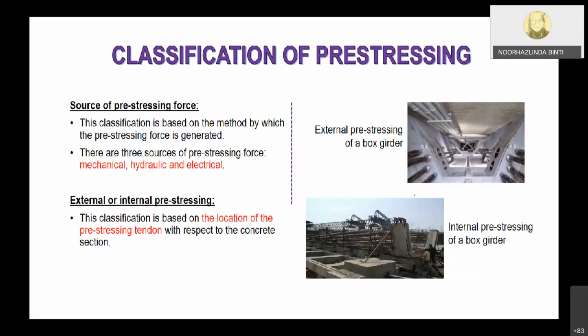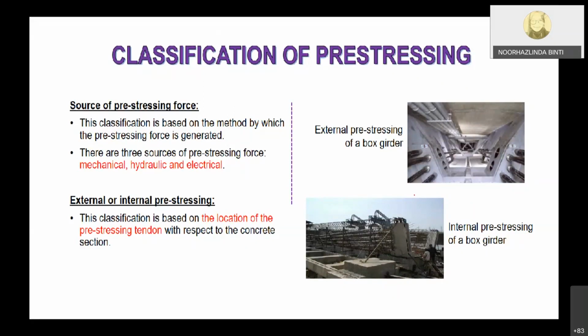Okay, the last part of chapter 1 is about classification of prestressing. There are many ways to classify prestressed concrete or prestressing. So I listed here a few. Number 1, classify according to the source of prestressing force.